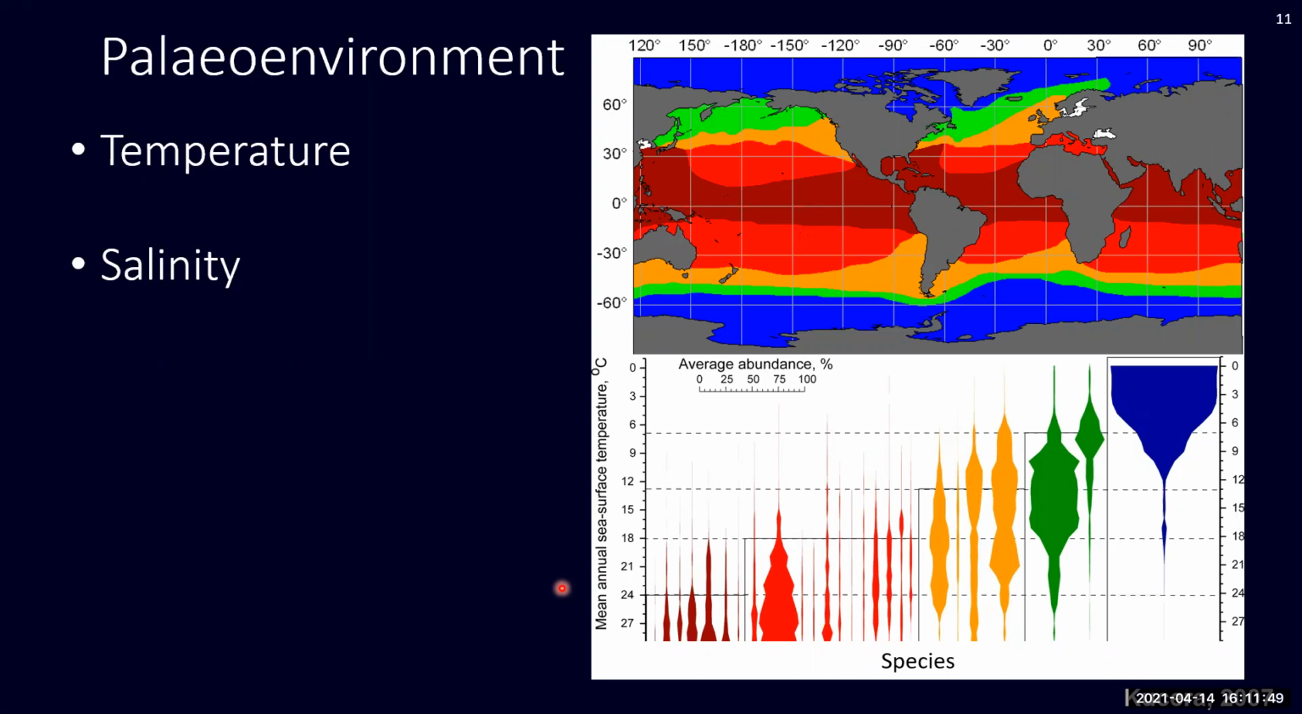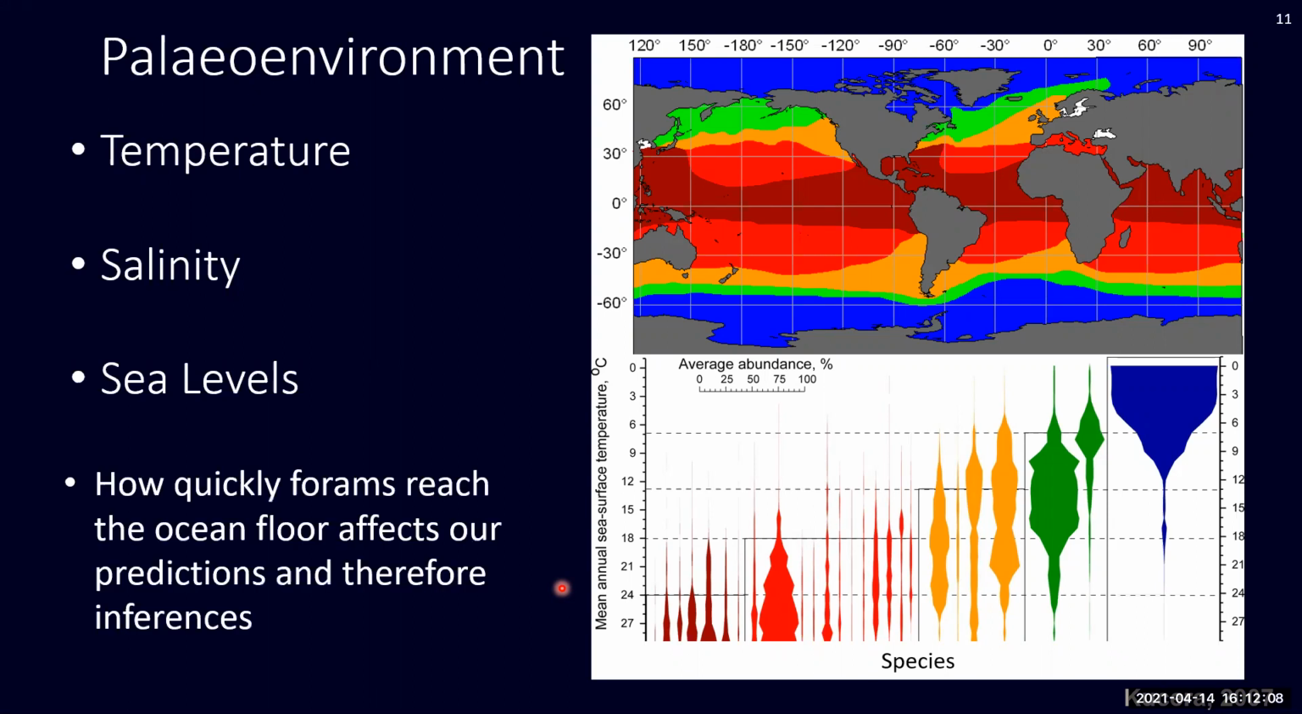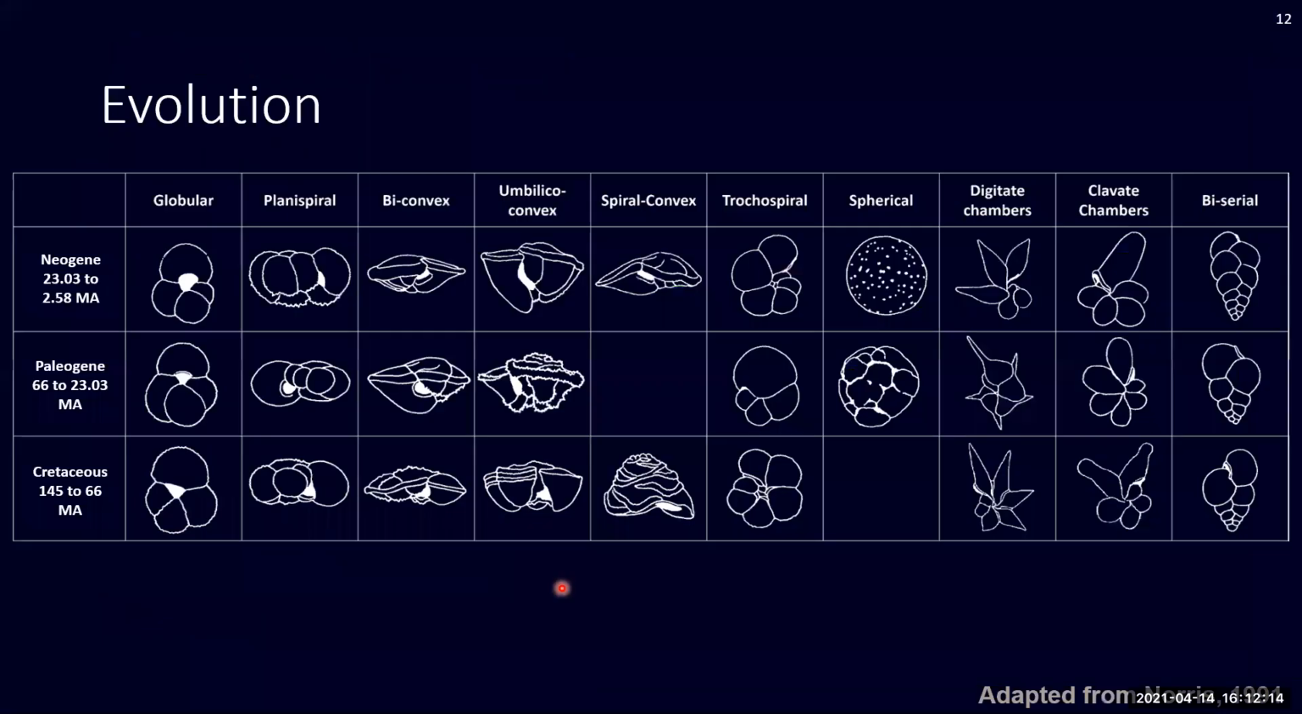And if forams take a long time sinking from the surface layers where they live to the ocean floor where they're buried and preserved, then this could affect the reconstruction of the paleo environment. We can also use them to infer sea levels using similar methods. Another important thing is actually evolution.